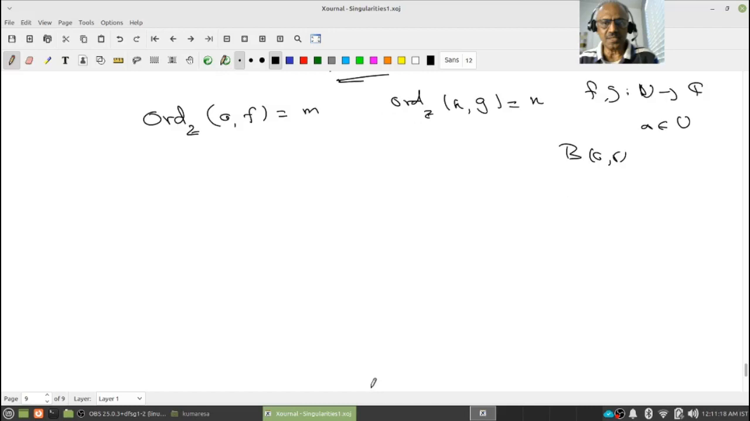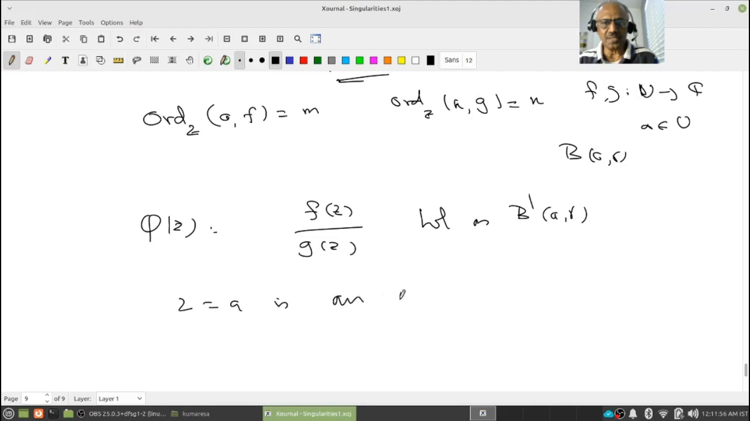Now what is the question I think I should ask? I hope all of you know now, right? Let us look at f(z) / g(z). Now this is holomorphic on B'(a, r), because the only singularities for phi(z) will be where g is 0, and on B-bar the only zero of g is at z = a. Therefore on B'(a, r) this is holomorphic, right? Therefore z = a is an isolated singularity of phi.